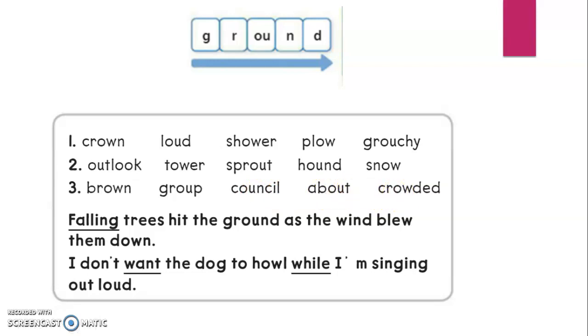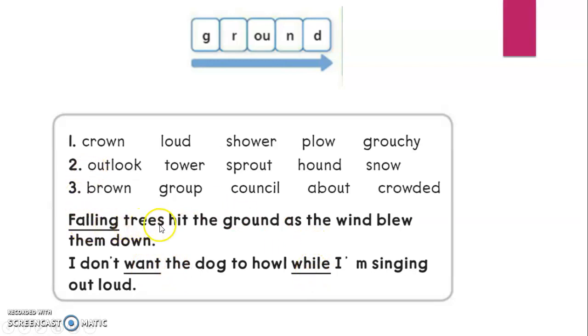Please pause the video now to try to read this sentence, starting with the word falling, with fluency. If you struggle with this, we're going to sound it out now. The words that are underlined are words to know. So we have falling, want, and while. Falling, want, while.